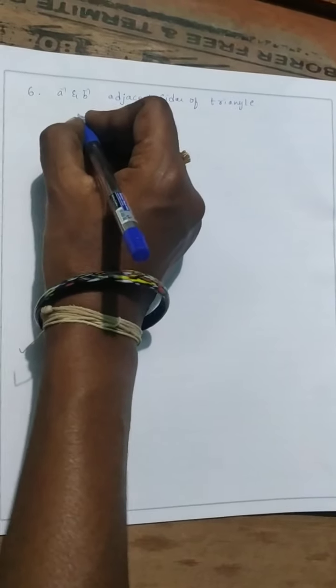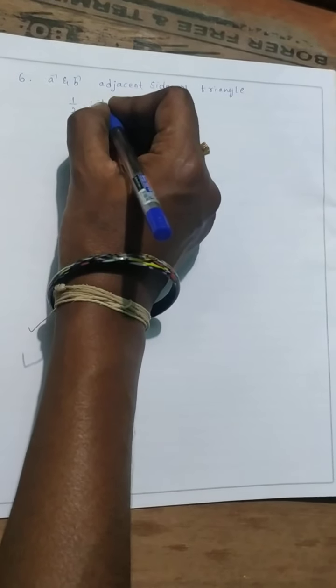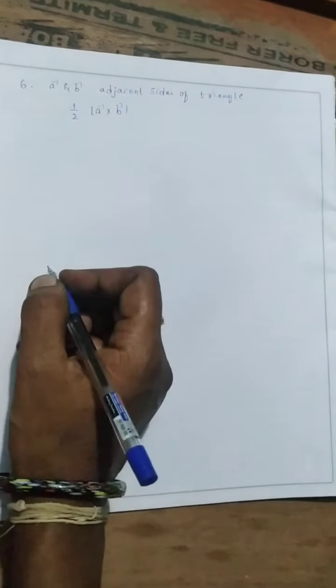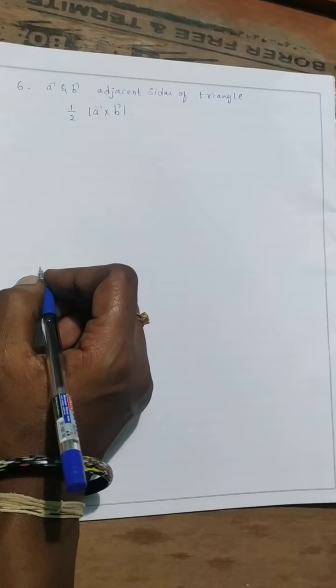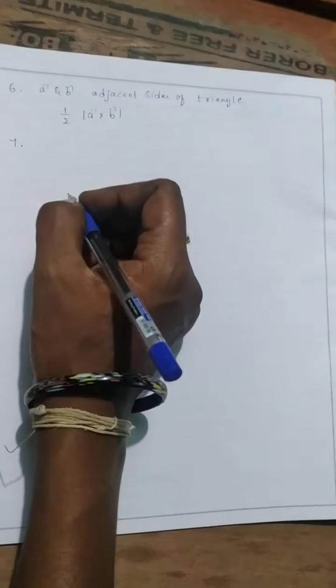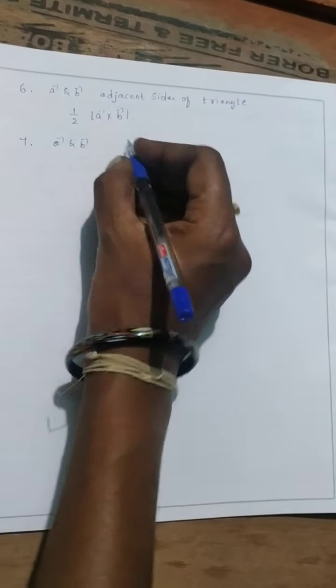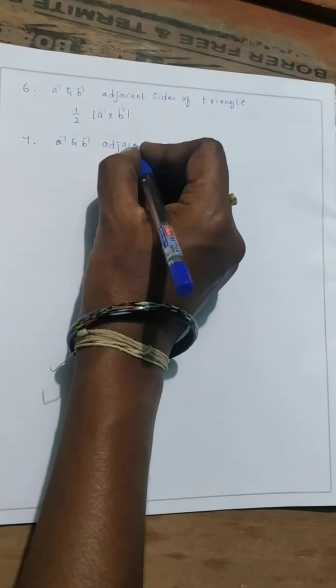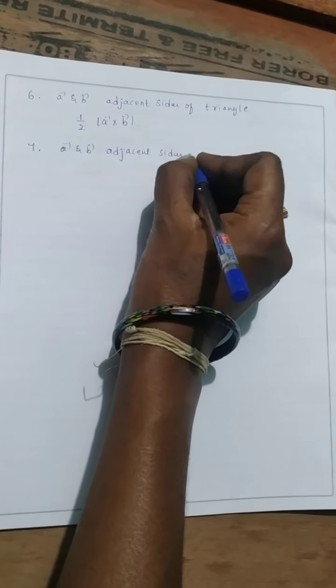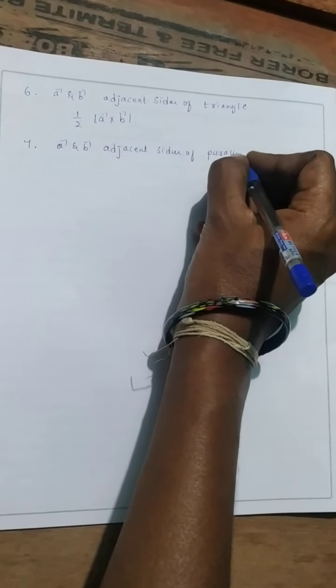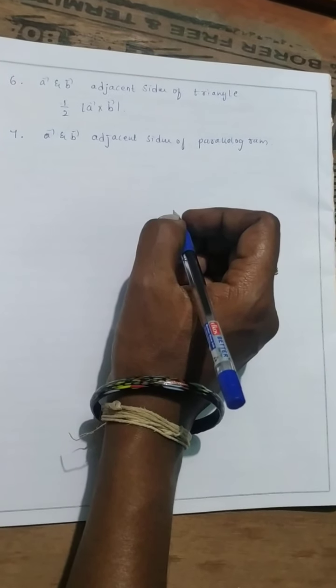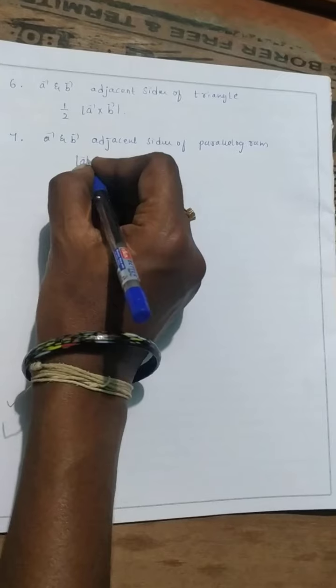Then you can write this as half of the magnitude of vector A cross vector B. Okay. Next, they may ask about a parallelogram. Vector A and vector B represent adjacent sides of a parallelogram. Then the area of the parallelogram will be the magnitude of vector A cross vector B. These two are important. For a 2 mark question they may ask.